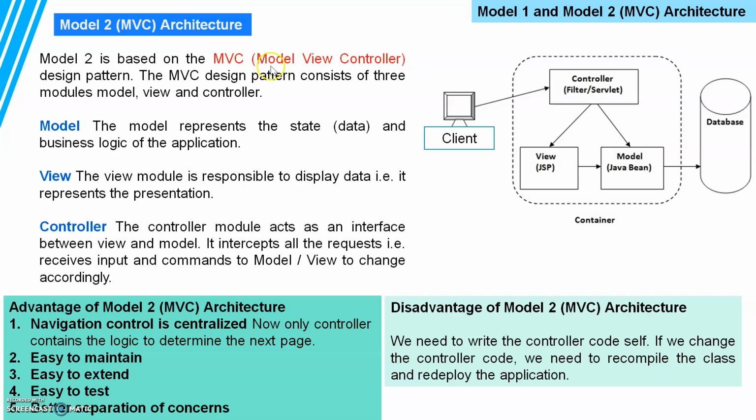What is MVC? M for model, V for view, and C for controller. This is one design pattern. Remember, this is one software design pattern, MVC. It consists of three modules.